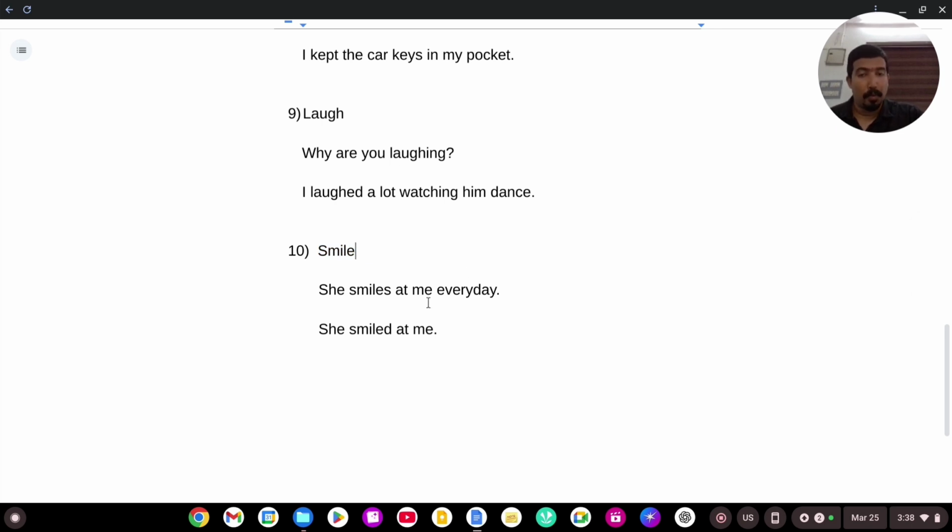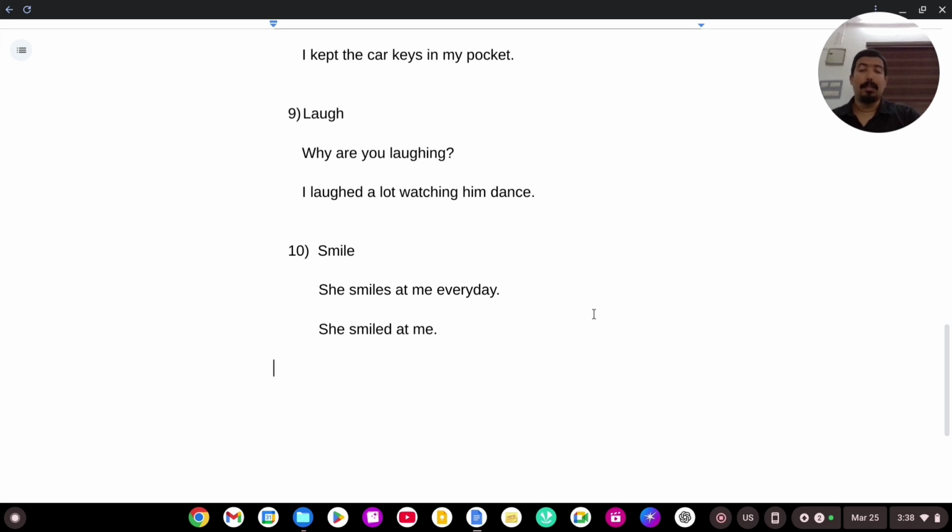When somebody knows you well, look at the sentence here. She smiles at me every day. She smiles at me every day because she sees me when she goes to the office every day. On the way, we see each other every day. We don't meet actually, but still she smiles at me because she knows me. She has an acquaintance with me, so she smiles at me. Smile is like just a smile. That's it. This is a smile. She smiled at me. That is the past form.